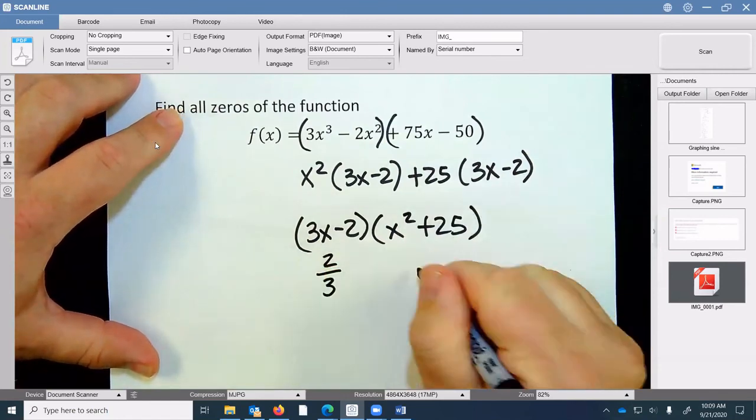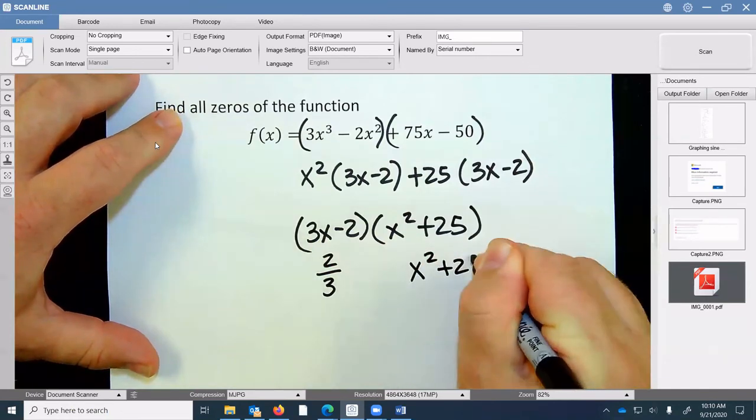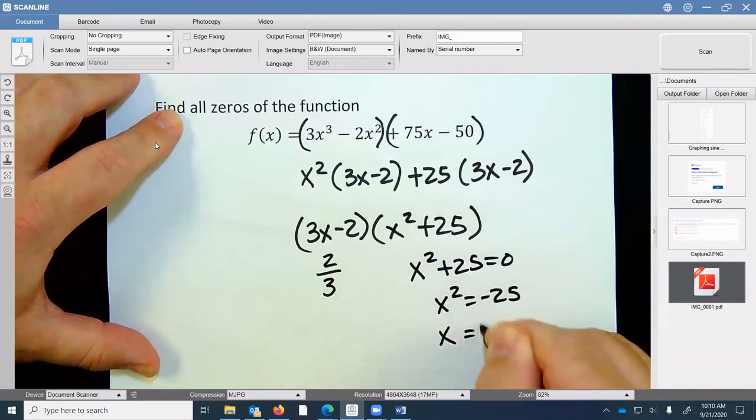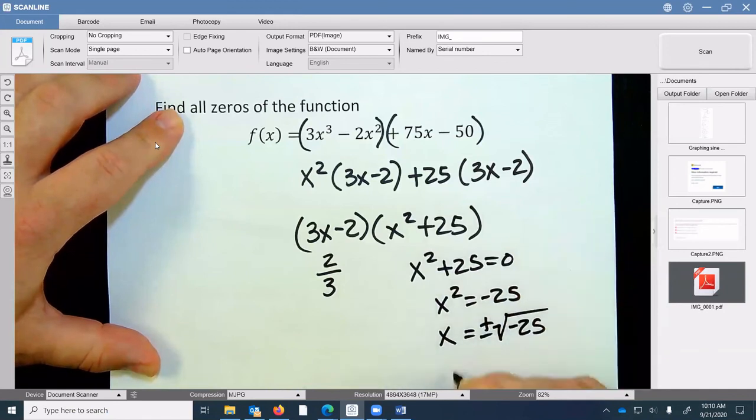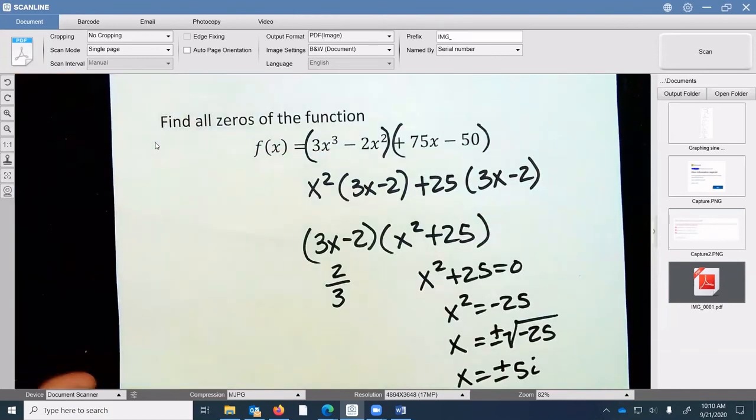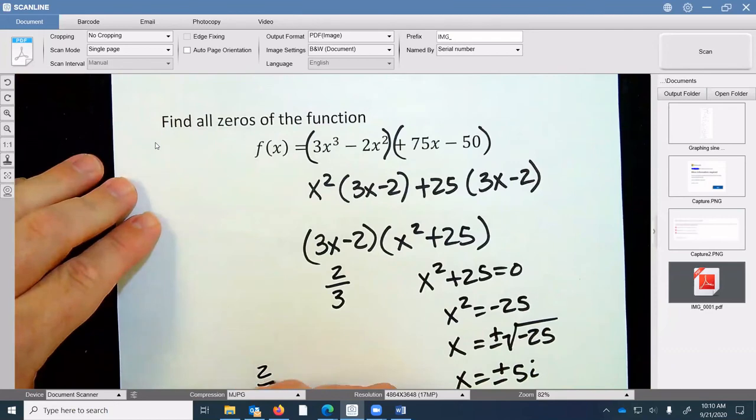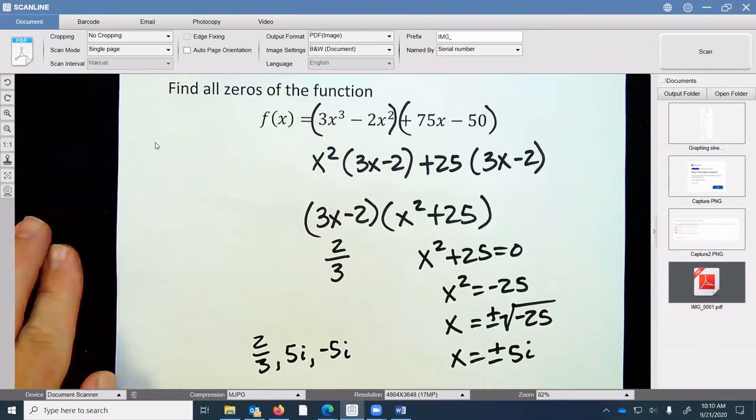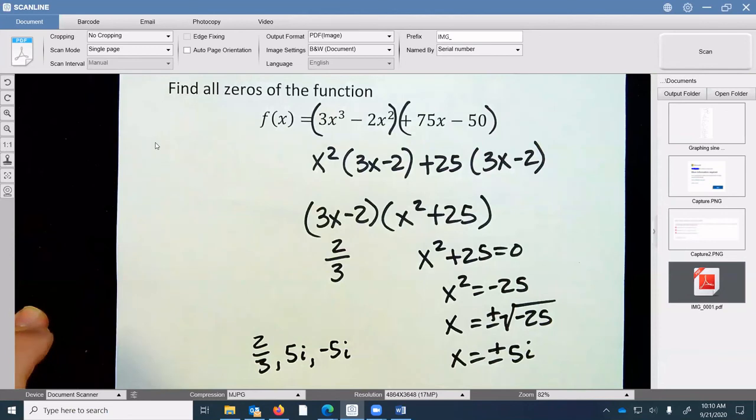This one, though, it doesn't factor. So I set it equal to 0. So my 3 zeros are 2/3, 5i, negative 5i. It's a lot easier if you remember that factor by grouping thing. So if it's third degree with 4 terms, remember factor by grouping is often an option, typically an option. That's why I put that one there.